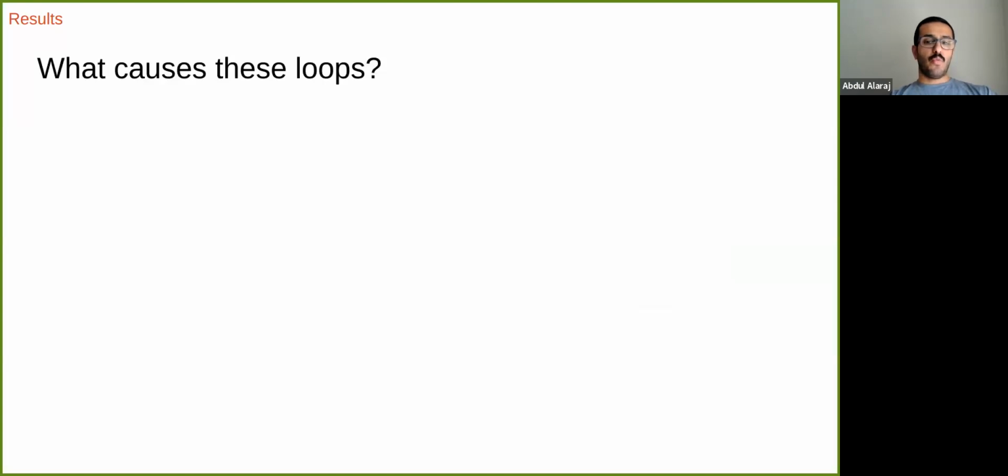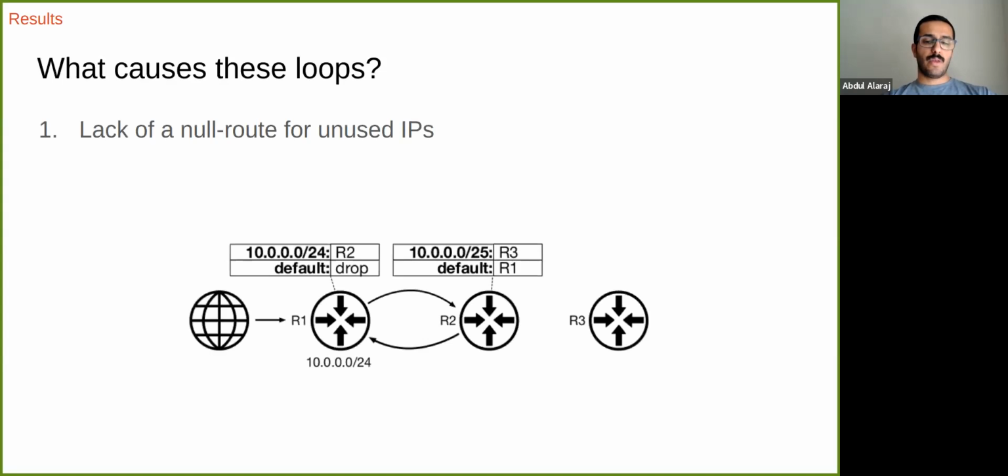Now let's look at why these loops happen in the first place. One of the root causes of these loops is the common misconfiguration of not setting up a null route for unused IP addresses, and instead forwarding traffic destined for them to an upstream provider or another router at the same AS, creating the looping behavior.